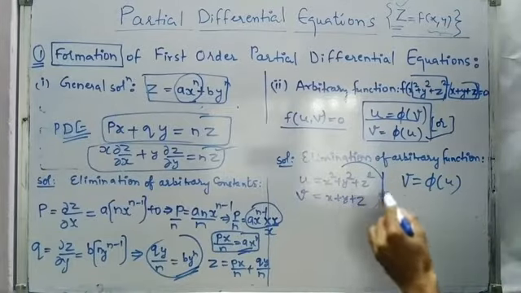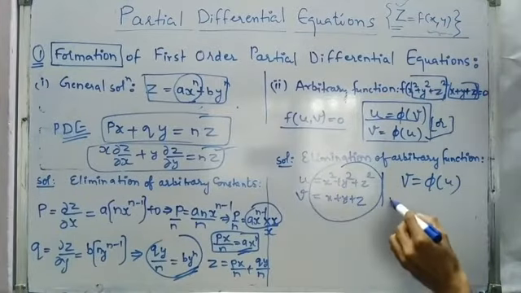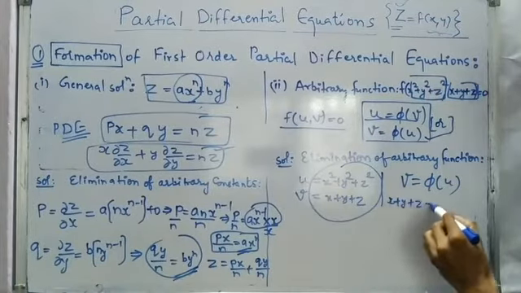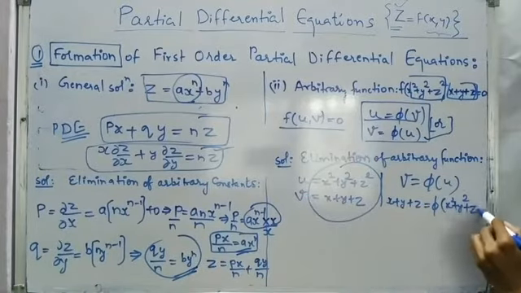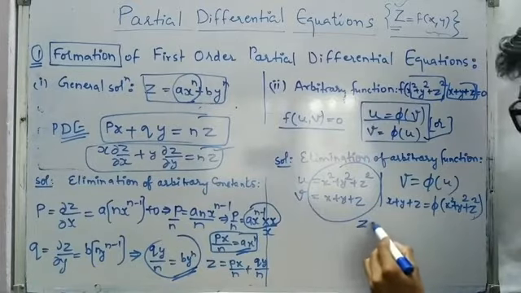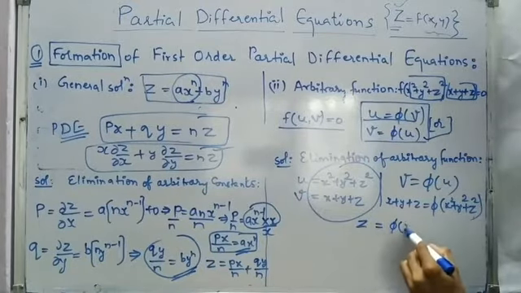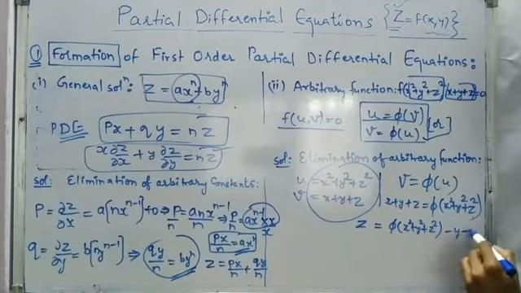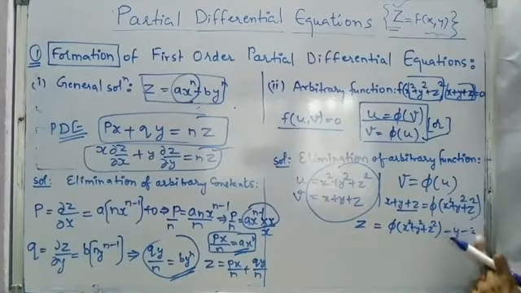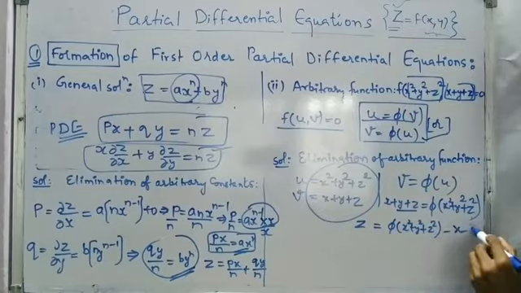So by substituting v and u, we have x plus y plus z is equal to another function of x square plus y square plus z square, and from here we get z is equal to phi of x square plus y square plus z square minus y minus z. So these y and x I have taken to the right hand side, so minus x minus y.